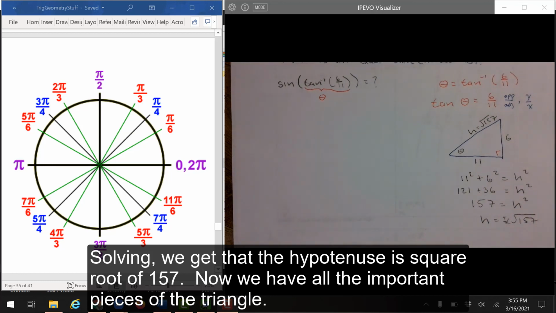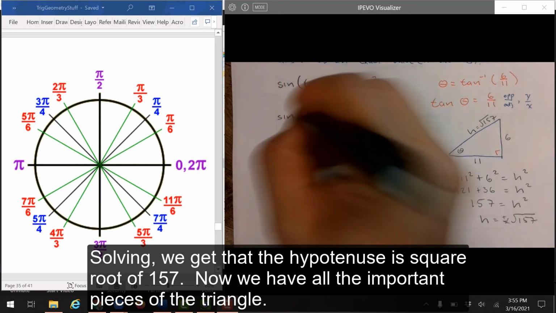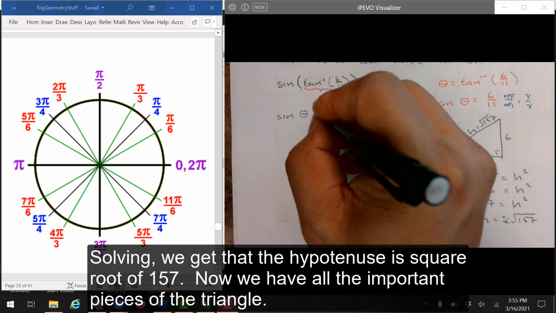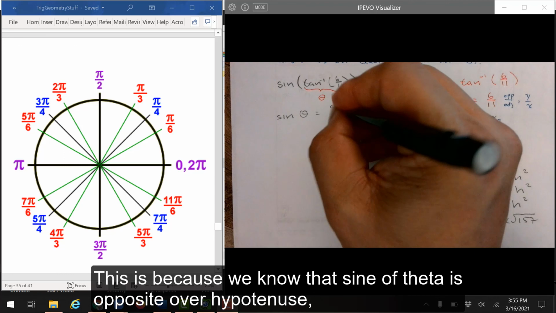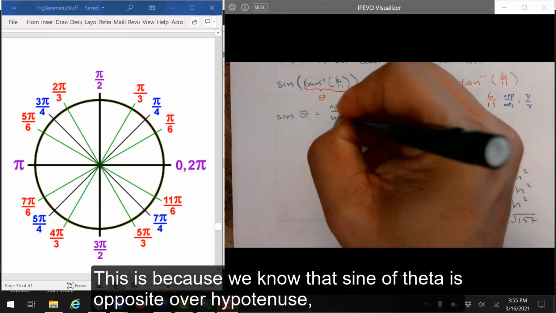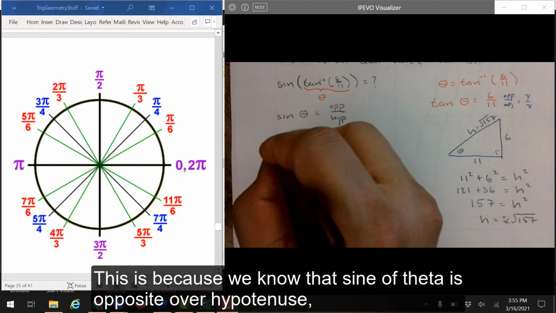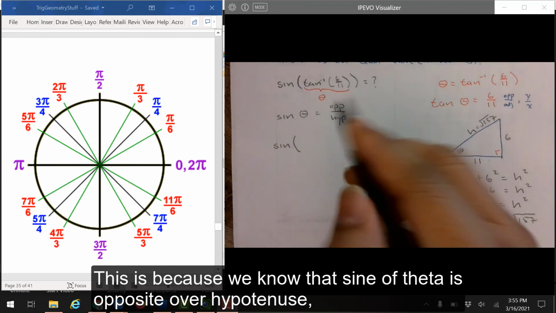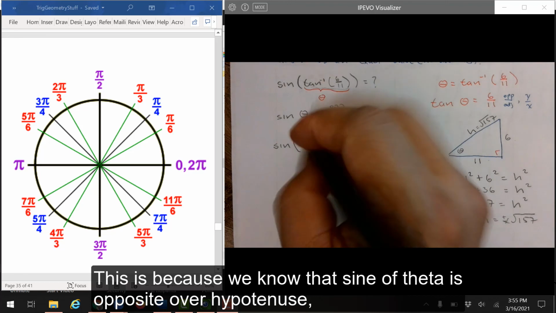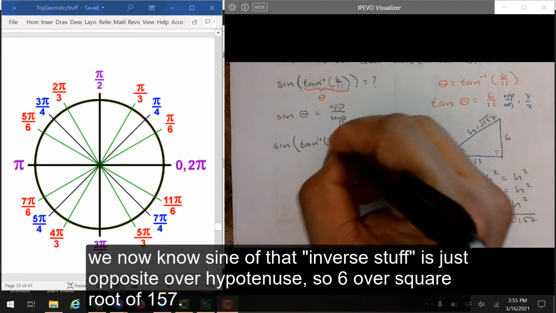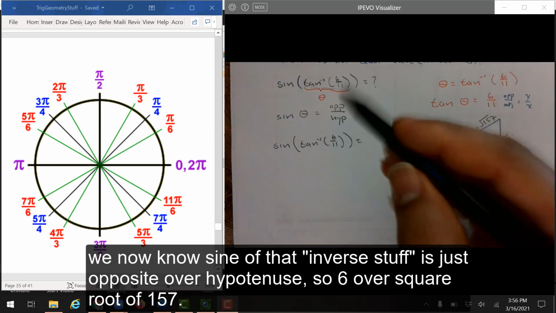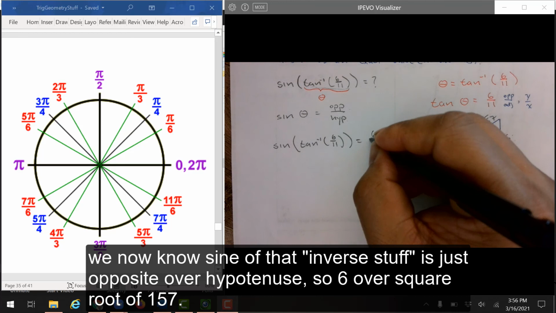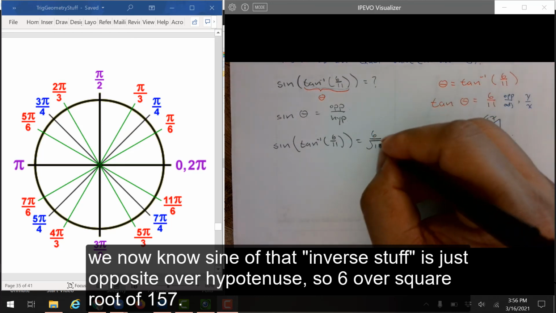Now we have all the important pieces of the triangle. This is because we know that sine of theta is opposite over hypotenuse. We now know sine of that inverse stuff is just opposite over hypotenuse. So 6 over square root of 157.